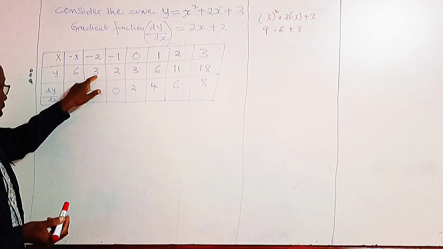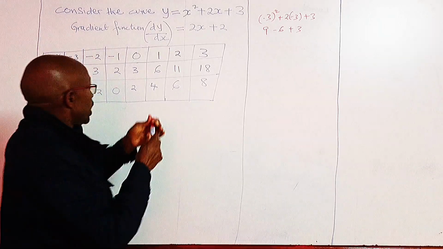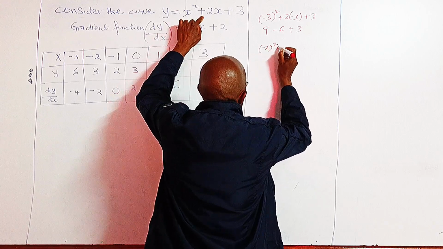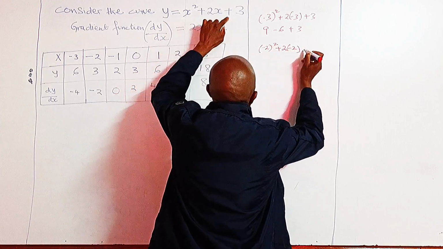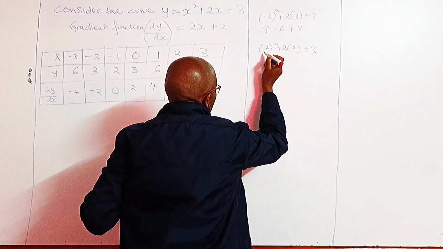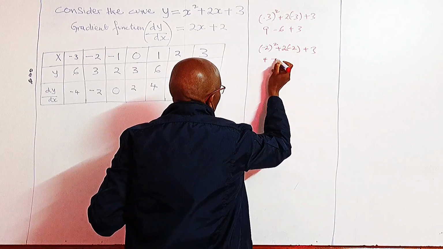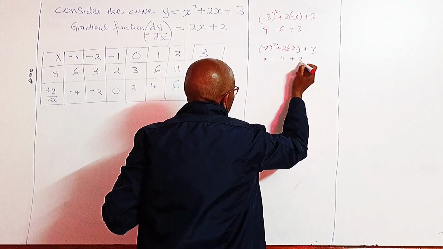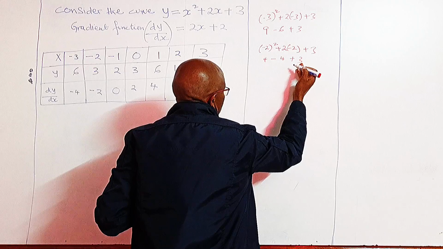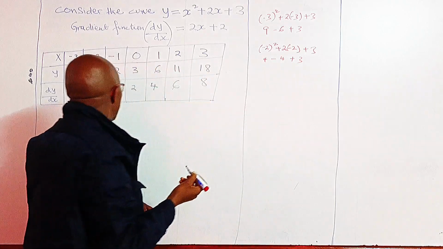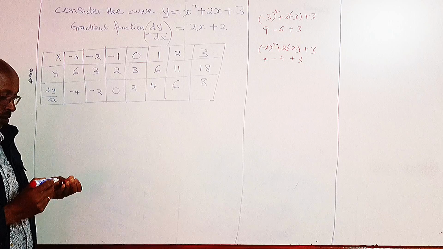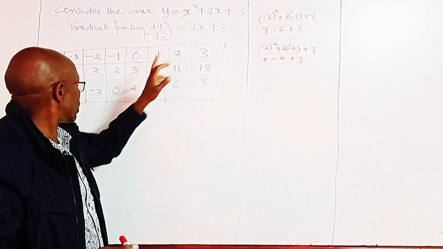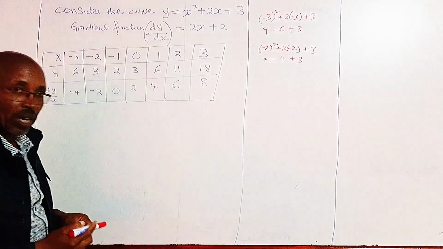To get y as 3, we are substituting -2 into our curve. So we'll have (-2) squared plus 2 into -2 plus 3. So this will be (-2) squared is 4, then the positive 2 times -2, that is -4, plus 3. So 4 plus 3 is 7, minus 4, we get 3. And to get the other values, we do the same. We substitute the value of x into our y.